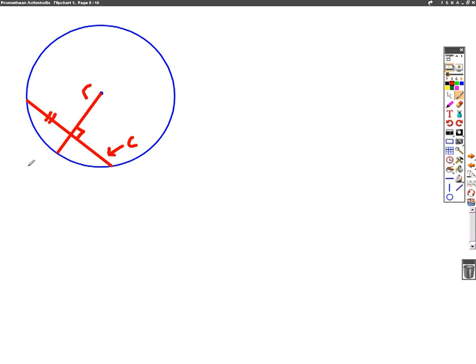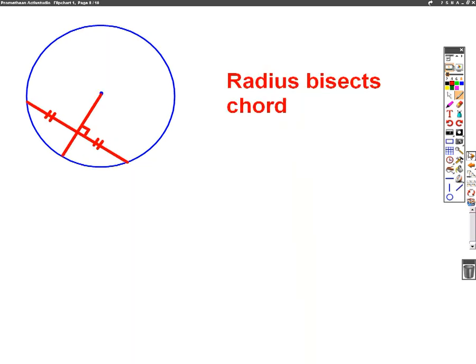So the distance on this side of the line is the same as the distance on this side of the line. So again, this one doesn't come up very much, quite easy to remember. You've got a chord, which is a line that goes through a circle but not through the middle. And you've got a radius, which is a line that goes from the middle to the edge of a circle. The radius will cut the chord in half, basically. So let's write that one down. Radius bisects chord. Bisects means cuts it in half. So here's the diagram showing that.